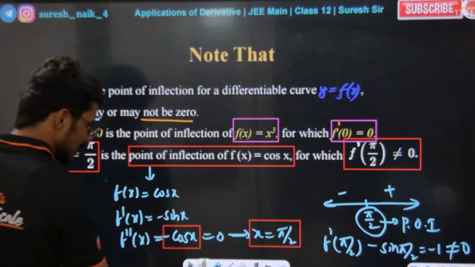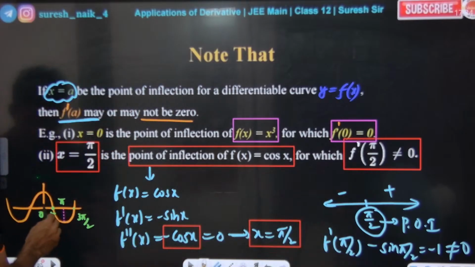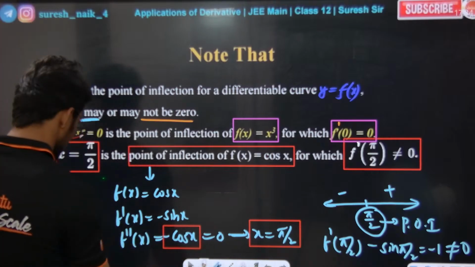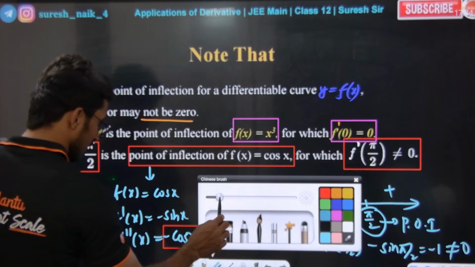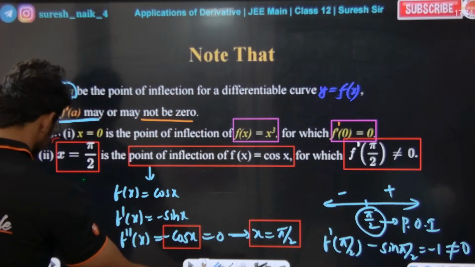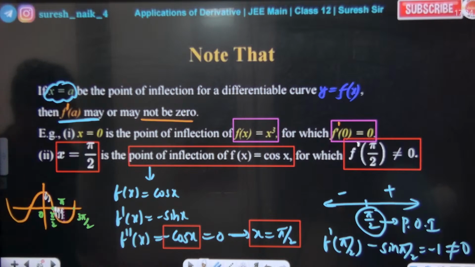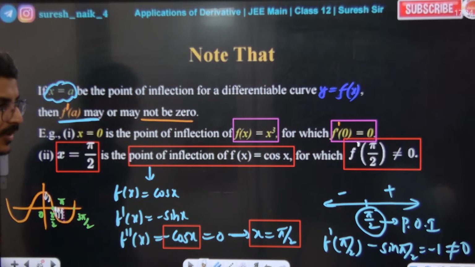So the concavity is changing here. Look carefully, guys. If you look at the left side of 0, the graph is below. The concavity is downward on the left, and on the right side of pi by 2 it is upward. Are you getting the point or not? Tell me, is that clear with everyone?